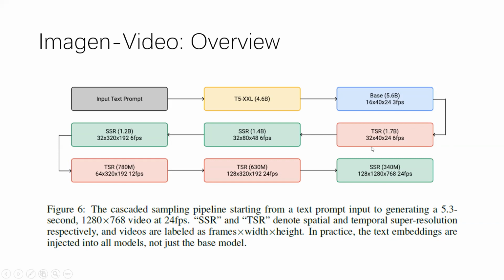And the idea is using this TSR. The TSR is called temporal super resolution. This one specifically increases the number of frames in this video, but they don't increase the resolution of the videos. So you use one to generate the video with more frames, and then this one.